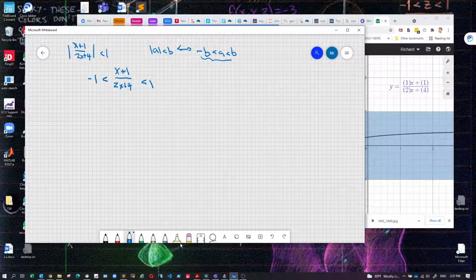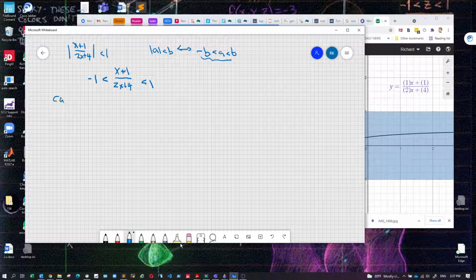Okay, and a good number of people are getting to this step and then just multiplying by 2x plus 4 on both sides and doing some stuff, right? But 2x plus 4 is a variable quantity. So sometimes it's negative, sometimes it's positive. So when it's positive, I can multiply on both sides and these inequalities stay as they are. But when it's negative, I multiply on both sides, then these inequalities flip around, right? So there's actually a few cases we have to consider here, right?